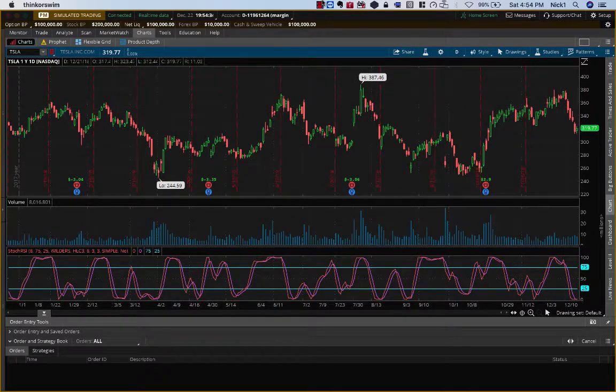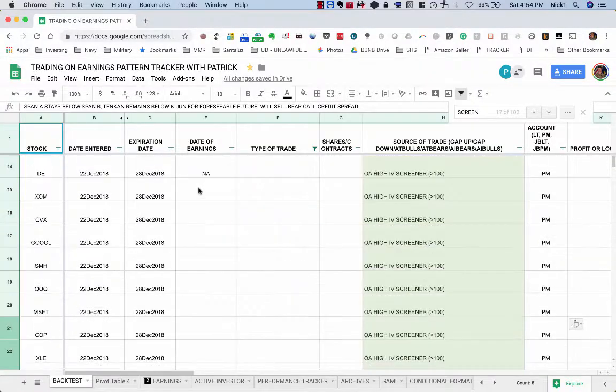So short puts, selling. Of course, Stochastic was very oversold. That was a stupid move. Should have sold short calls with the Stochastic being as overbought as it was. I'm sorry, overbought. All right, so let's go back to next week.